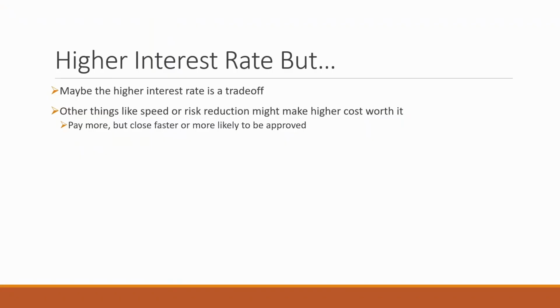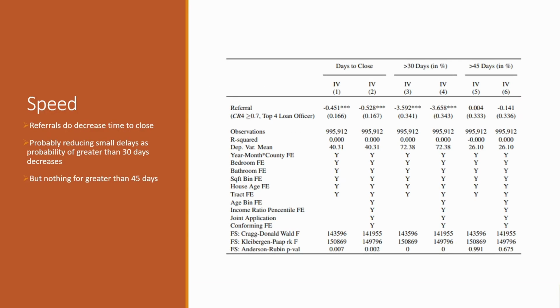Possible, right? So there might be things that you're trading off the interest rate on in order to get your loan faster, or you pay more but you close faster, or you're more likely to be approved. And those are generally good things for the borrower too. So you might not want to maximize just interest rate. Okay, so they can look at how fast things close.